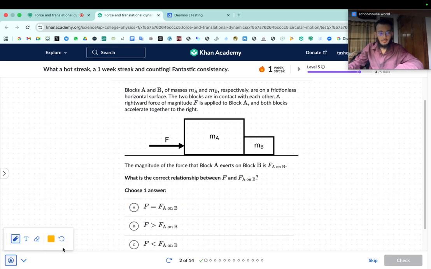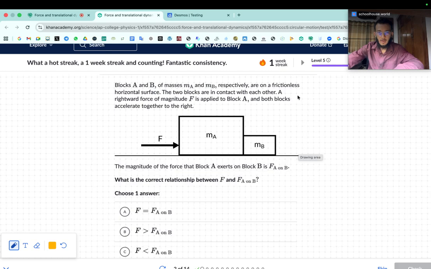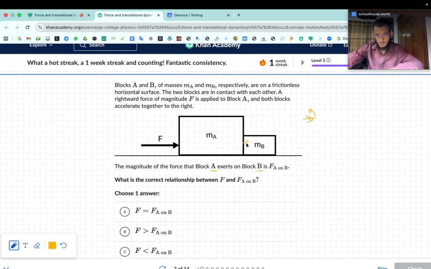Next question. We have blocks A and B of masses mA and mB respectively on a frictionless horizontal surface. The two blocks are in contact with each other. A rightward force of magnitude F is applied to block A, and both blocks accelerate toward the right. The magnitude of the force that block A exerts on B is the force of A on B. What is the correct relation between F and F of A on B?